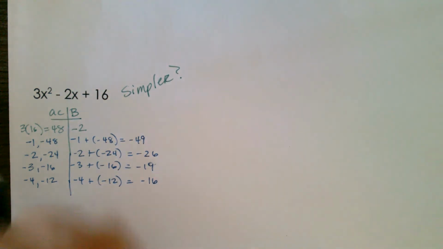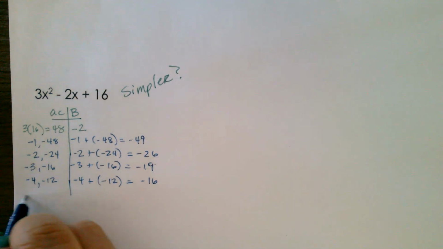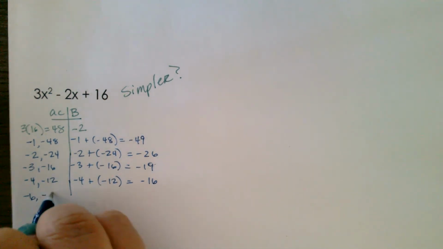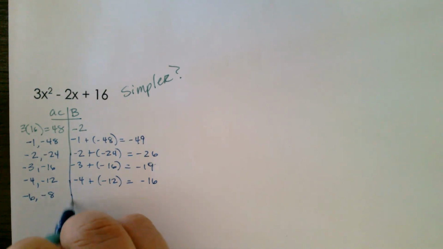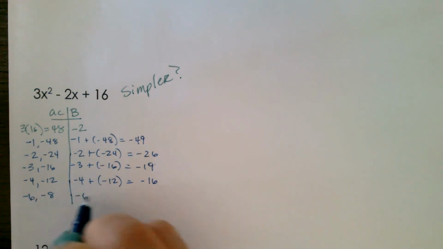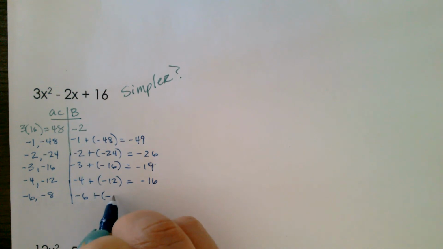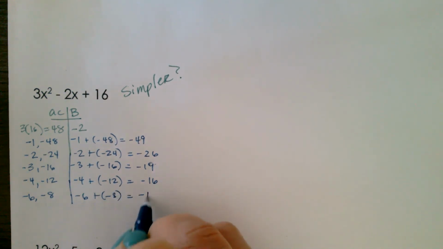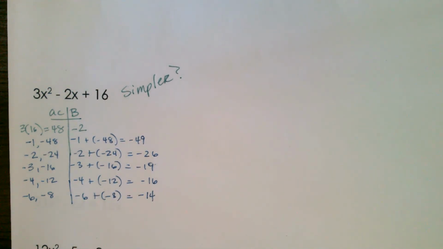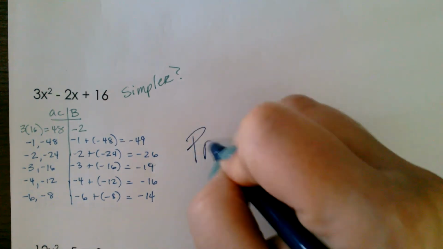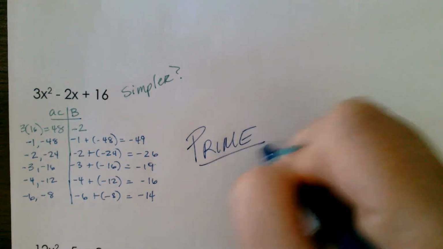5 does not go in there. 6 goes in there because 2 and 3 do. 6 times -8 would get me +48. If I add those together, I get -14. Ooh, I have run out of factors. I did not get to -2. So once again, this is prime.